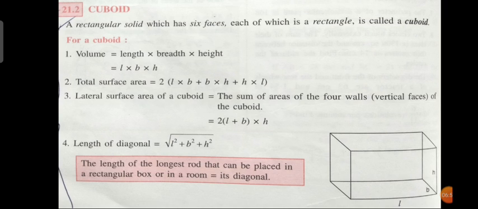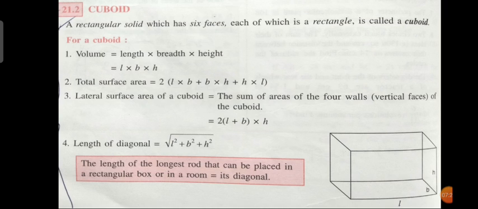Look at that figure. You can clearly identify it. There are six sides: 1, 2, 3, 4 for the lateral sides and two surfaces, so 4 plus 2, 6. And each surface is in rectangle shape. That's the cuboid. And for a cuboid, these equations should be studied.